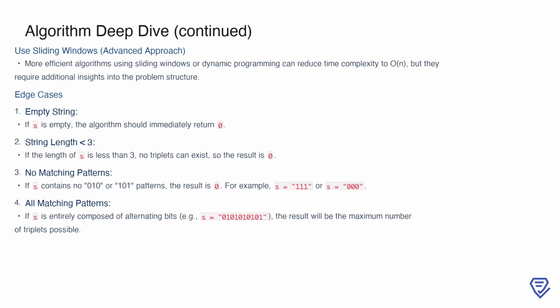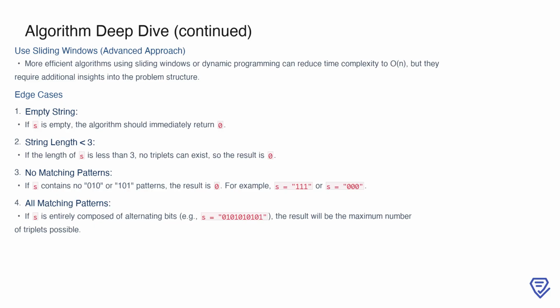Conversely, when the string is entirely composed of alternating bits, such as s equals 0101010101, the maximum possible number of valid triplets will be found. These scenarios highlight the need for careful handling of edge cases to ensure the algorithm is robust and accurate in all situations.